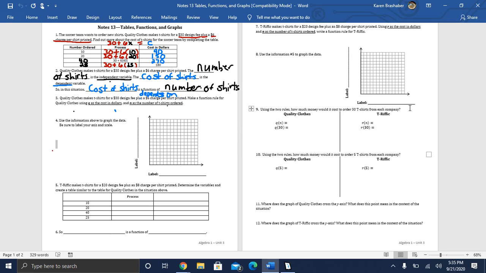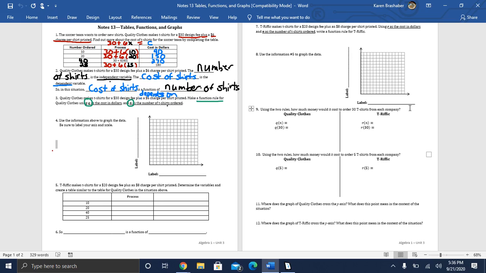So the number that's ordered. So in part 3, we're going to take this information and introduce notation called function notation. This is asking you to write a function rule right here. Write a function rule for quality clothes. Now, for this function rule, they would like for you to use Q as the cost in dollars and N as the number of t-shirts ordered.